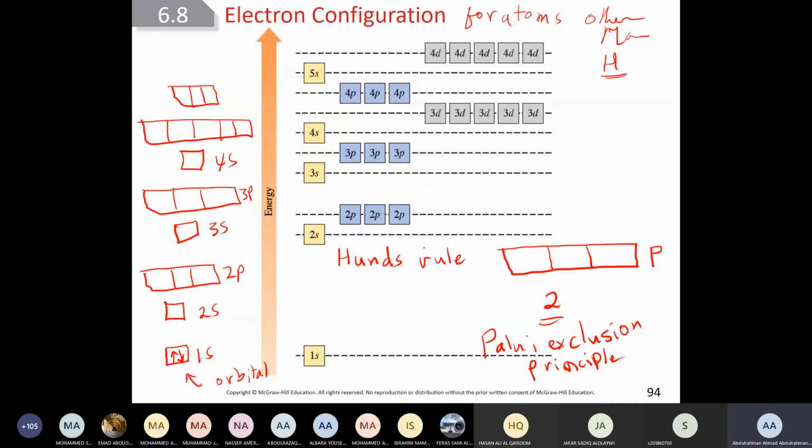When you want to put electrons in P, according to Hund's rule, you should have the maximum spin. What do I mean? If you put the first electron, you should put it spinning, for example, up. Then when you want to put the second electron, you must also have it spinning up. And the third electron, how are you going to put it? Up. All spinning up. We call this maximum spin.